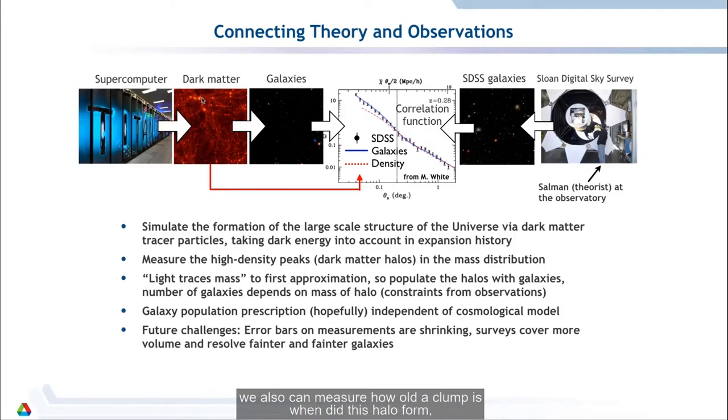We also can measure how old a clump is, when did this halo form, and from that we can determine what kind of galaxies live in it. And then here on the right you see the observational setup where we measure the distribution of galaxies on the sky, and then both come together.